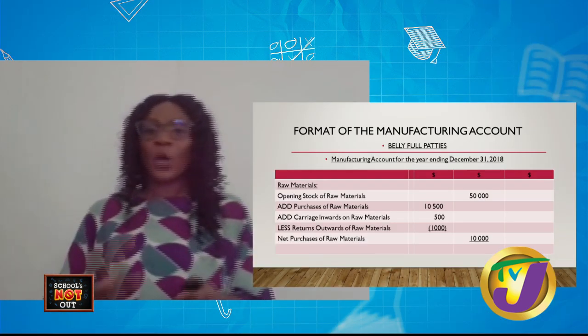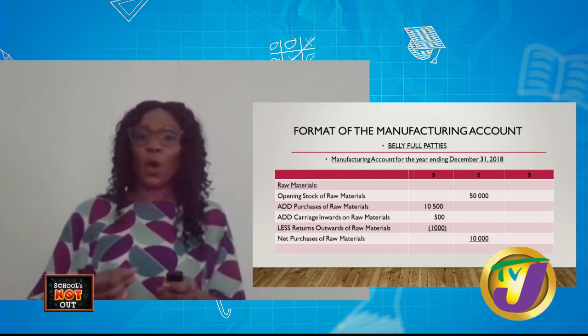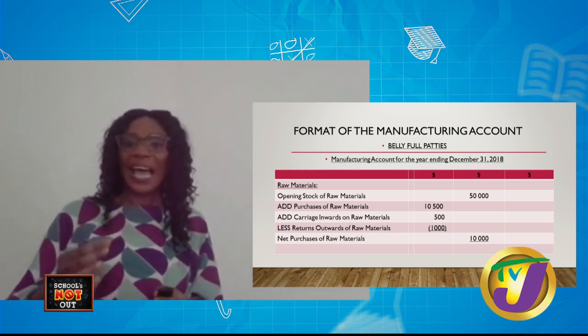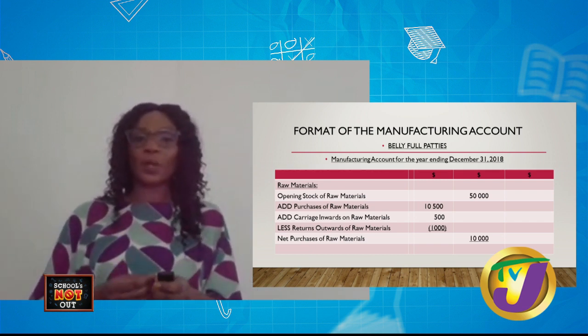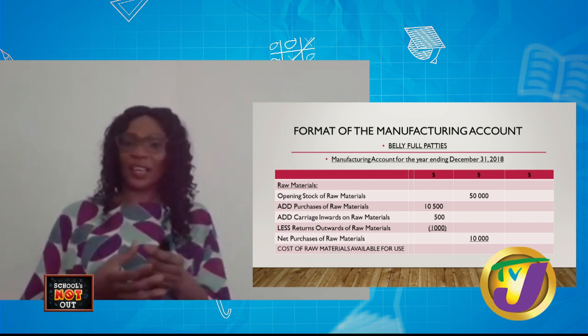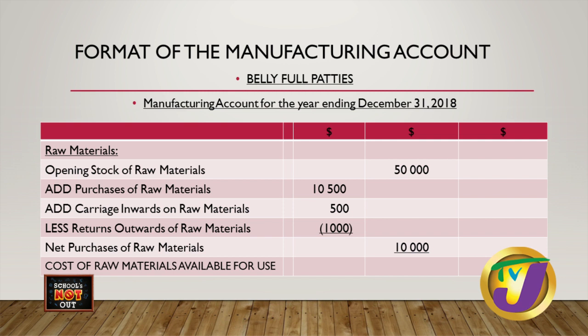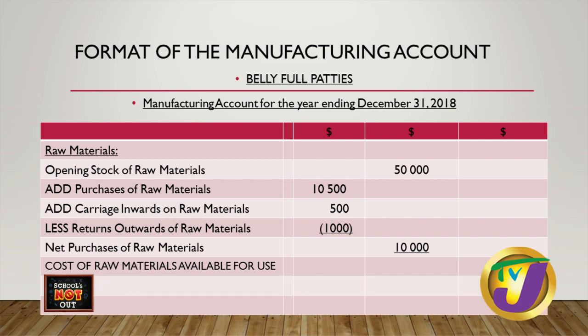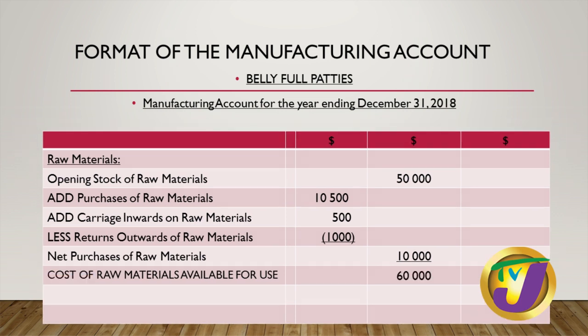Now, when we get our net purchases of raw materials, we're then going to add it to our opening stock of raw materials. Similar to the trading account. The principle remains the same. So when we add our opening stock of raw materials to our net purchases of raw materials, we're going to get our cost of raw materials available for use.